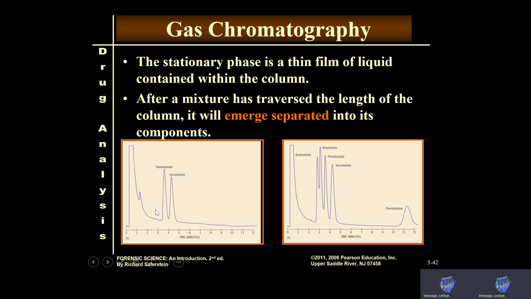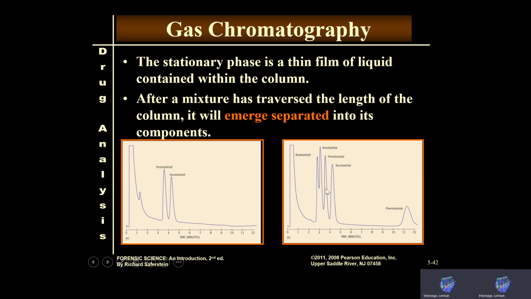Depending on the type of chromatography, there are going to be certain compounds that come out first and certain ones that come out second, third, fourth, and so on, and that's how they get separated. In this first one, the pentobarbital sample came out of the GC at almost 4 minutes, and the secobarbital came out closer to 5 minutes.